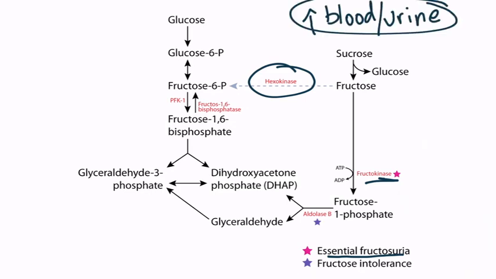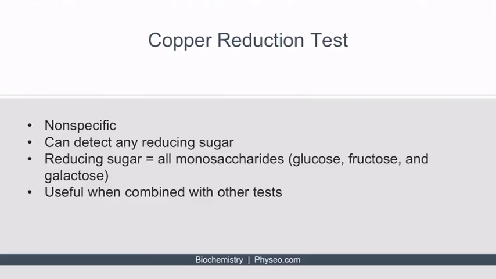The fructose can be detected in the urine with a copper reduction test. The copper reduction test is a very non-specific test used to detect the presence of any reducing sugar. All monosaccharides, as well as some other carbohydrate molecules, are reducing. So this test will detect glucose, fructose, and galactose, as well as some other disaccharides. Obviously, if you're trying to diagnose a metabolic defect in carbohydrate metabolism, this test will not be very useful. However, it can be somewhat useful when combined with other tests that specifically rule out the presence of other sugars.